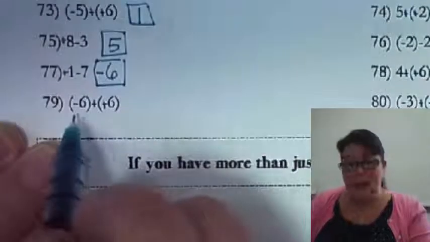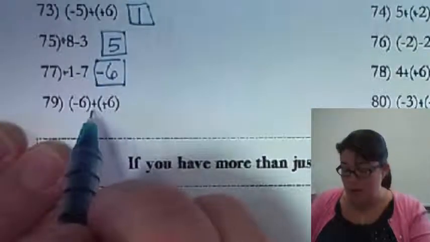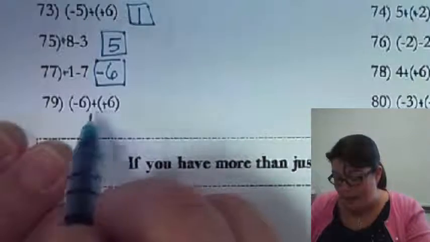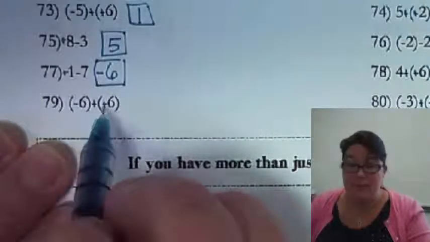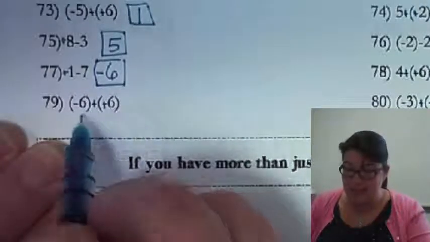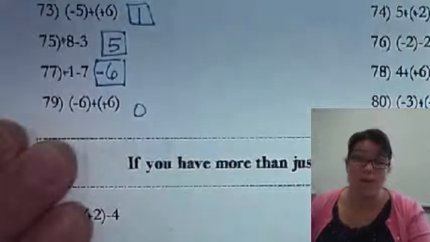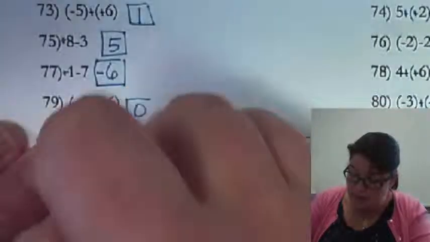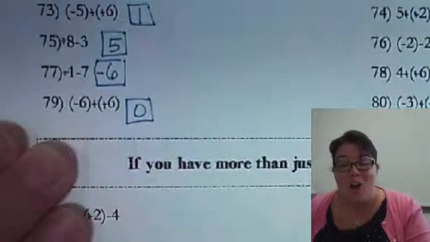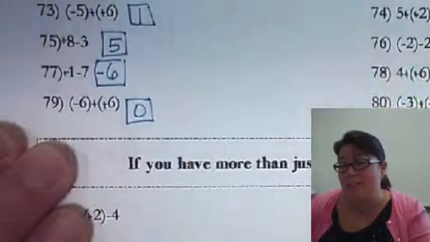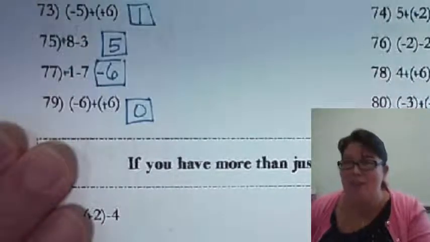Last but not least, I have negative 6 plus positive 6. Well, a negative and a positive. Different signs, subtract. 6 minus 6 is just 0. And 0 isn't positive or negative, so you can just leave that as it is. And there you have it. Why don't you pause the video and try these ones on the right? I bet you'll get them with no problem at all.